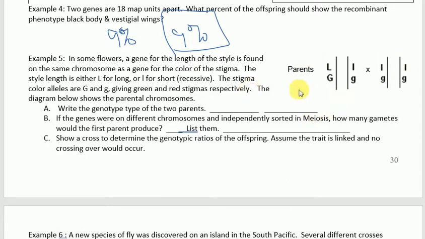Okay, so here we are. Write the genotype of the two parents. Well, looking here, you've got parent 1 and you've got parent 2. So your answer is going to be LLGG, and your other parent will be llgg.